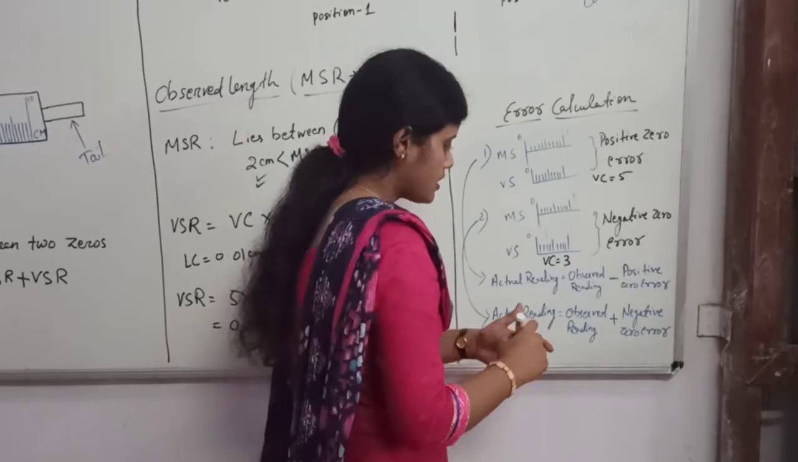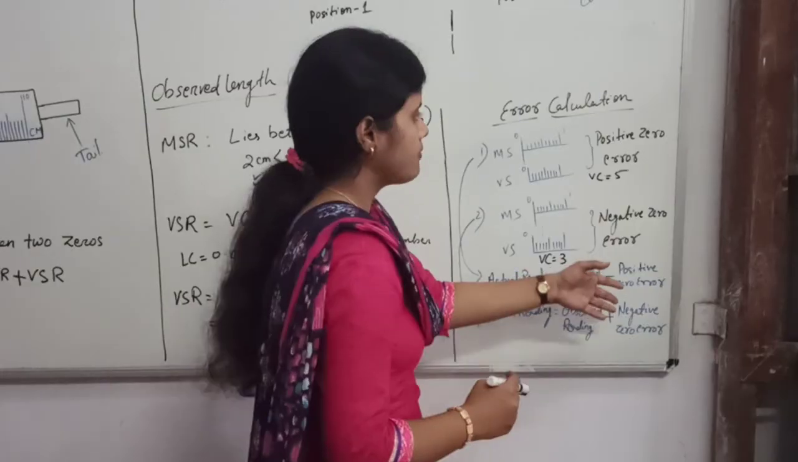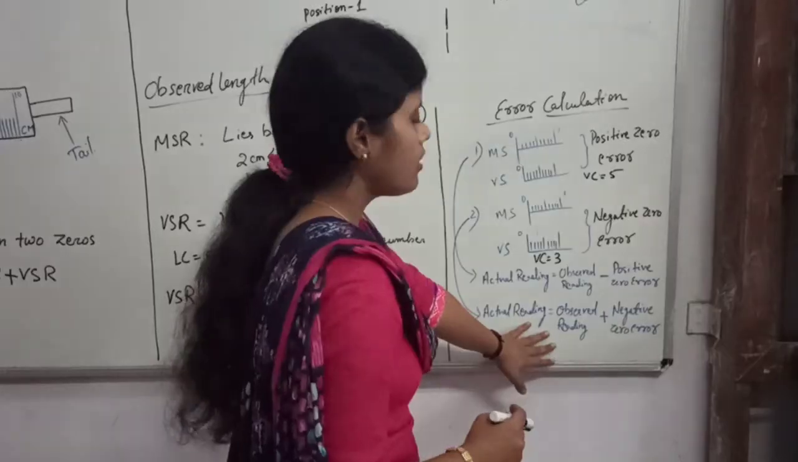So okay, this is the way to find the positive zero error or negative zero error and then the answer.